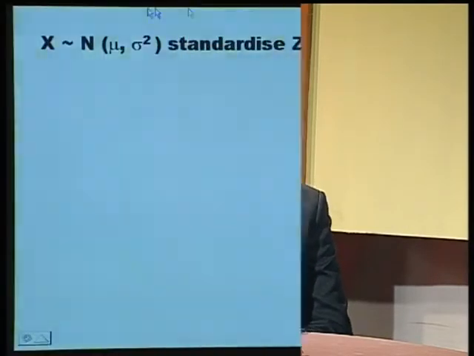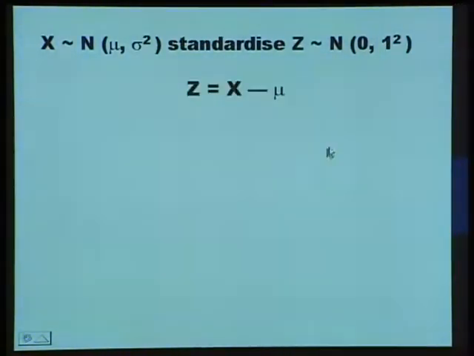So, to standardize x, first of all, we subtract from x the mean value of x, that is x minus mu, and then divide this difference by the standard deviation of x. So this is the transformation which transforms x into z, x minus mu over sigma.